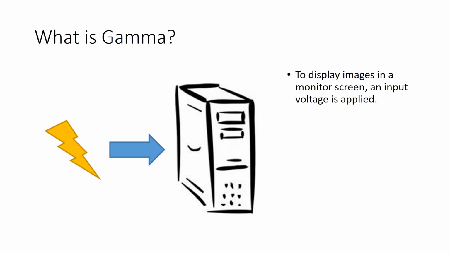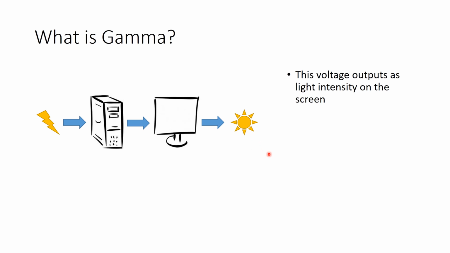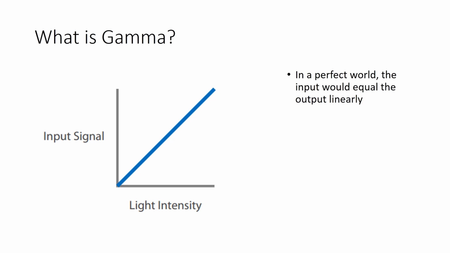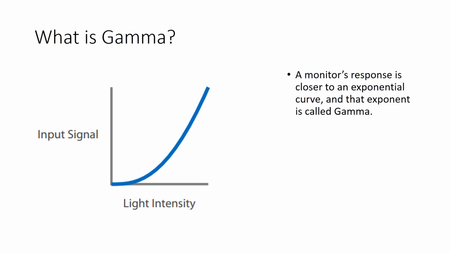As you know, to display an image in the monitor, you need a voltage applied, right? That's the first thing we need. That voltage that is applied outputs a slight intensity in the monitor screen. In a perfect world, the input signal will be equal to the light intensity, but this is not true. The monitor response is something similar to this curve. It's an exponential curve, and the exponent of this curve is what we call gamma.